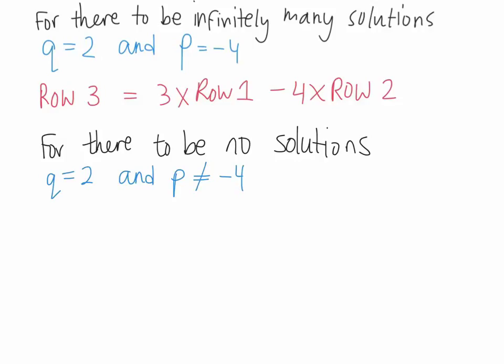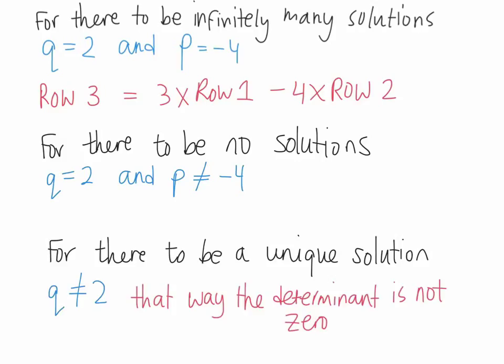And so for there to be no solutions, Q equals 2 and P can't be -4. So P can take on any other value apart from -4. And like we said earlier, for there to be a unique solution, Q can't equal 2. That way the determinant is not 0.